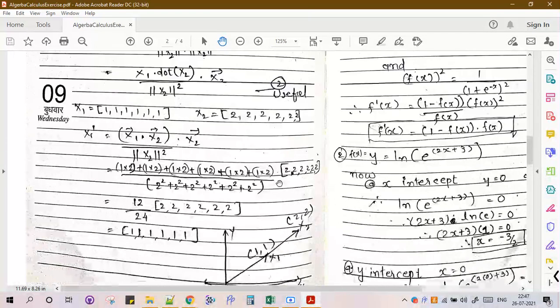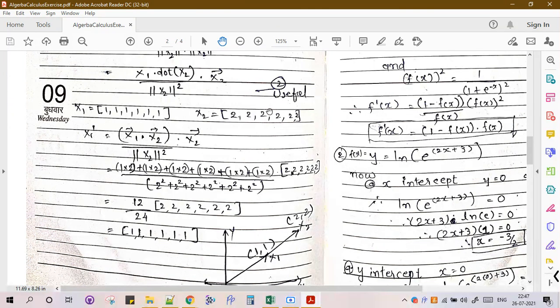So how will we solve this? X1 dot x2. So 1 multiplied by 2, 1 multiplied by 2. So 2 plus 2 plus 2 plus 2. How many times? 6 times. So 6 times 2 is 12. Right? 12 divided by mod x2 square. So what is mod x2? Under root x1 square, x2 square, x3 square, like this.